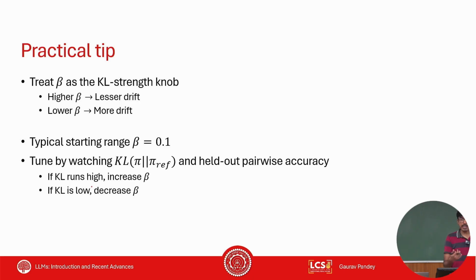And if you are doing DPO training, start with beta somewhere around 0.1, 0.05 or something. And then keep a watch on this KL divergence term and your accuracy term. If the KL divergence term starts increasing, then you increase the beta. And if your accuracy starts decreasing or starts saturating, then you can decrease the beta.